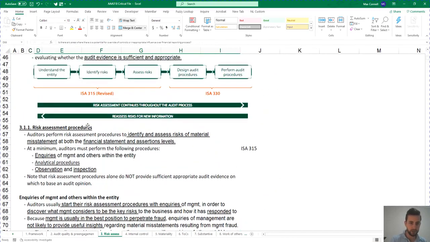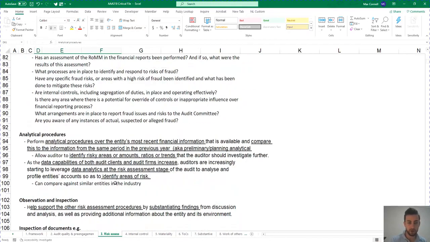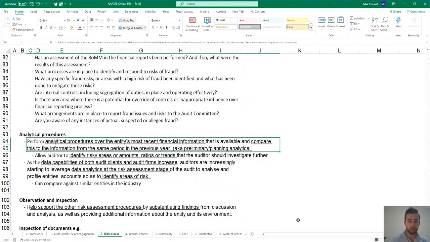Okay, so the next one is analytical procedures. So this is number 2 on the minimum things that auditors must actually do as part of an audit process. The auditor must perform analytical procedures over the entity's most recent financial information that is available, so it must be recent, and then compare this information to the same period from the previous year. This allows the auditor to identify risky areas or amounts, ratios, or trends that the auditor should investigate further.